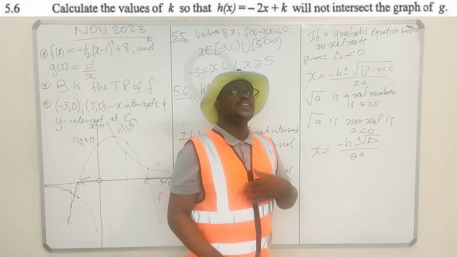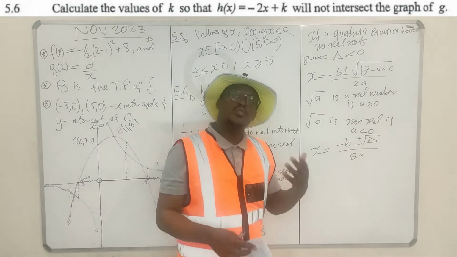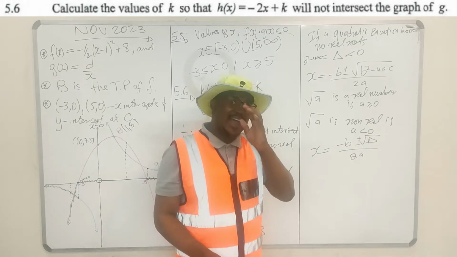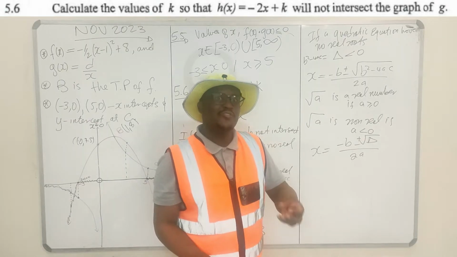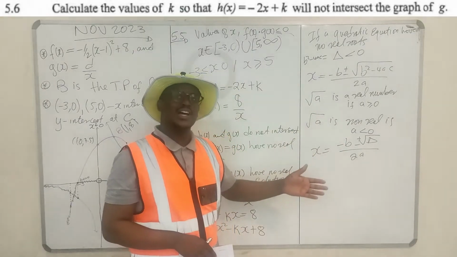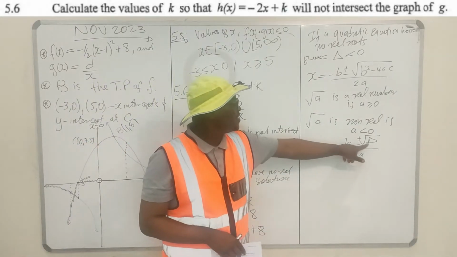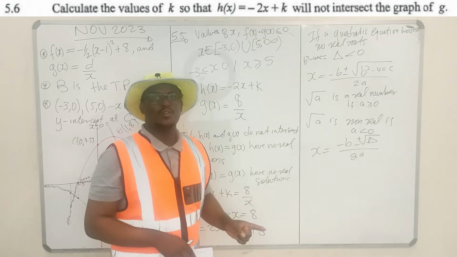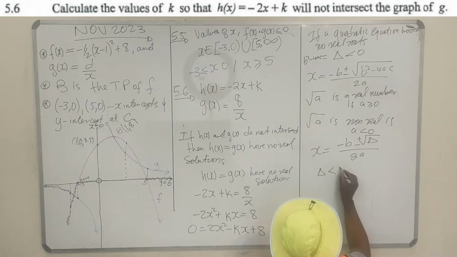But if it had real solutions, the part under the square root was going to be greater than or equal to 0. Equal to 0 if the roots are equal, both of your roots are the same, and greater than 0 if your roots are distinct, which is different. So in this case, this equation has no real solutions. What does that mean? It means the discriminant is less than 0.